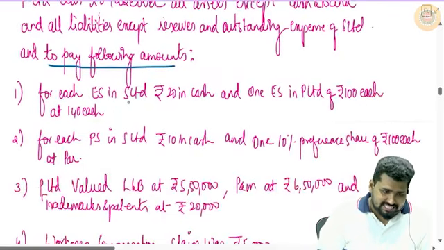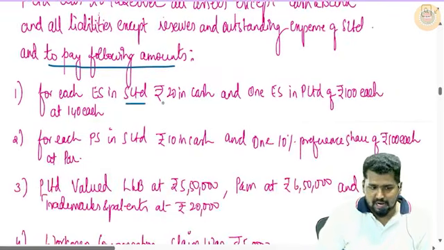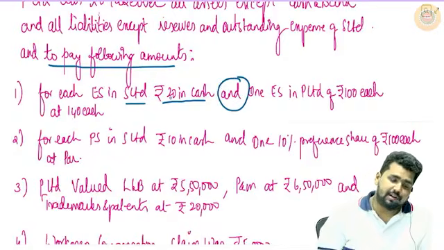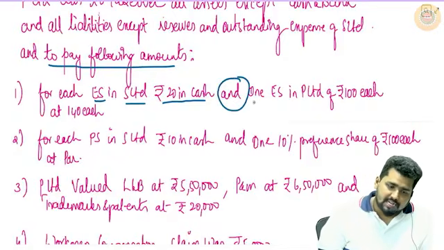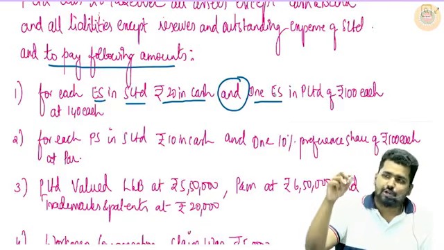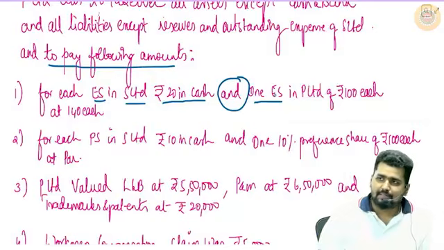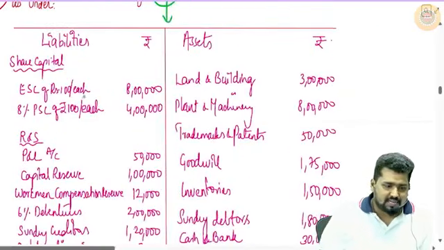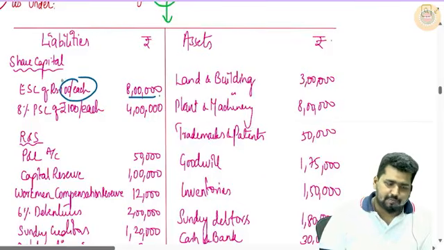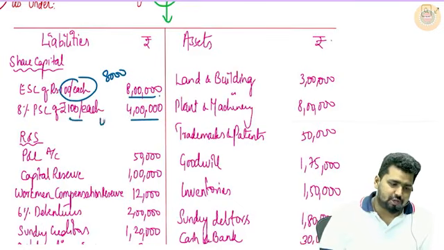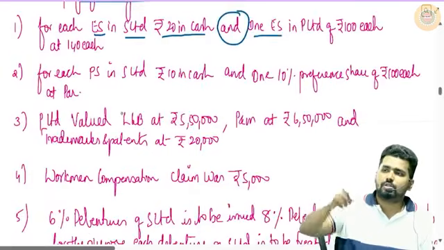For each equity share of the selling company S Limited, 20 rupees is paid in cash, and also they are giving one equity share of the purchasing company. We, the purchasing company, are telling them, for you I'll give cash, and also for equity shareholders I'll give one equity share, 1:1 ratio. Clear? How many equity shareholders are there? If 8 lakh rupees, 100 rupees each, how many shares? 8,000 shares. Similarly, 4 lakh rupees is the preference share capital. 100 each means how many preference shares? 4,000.